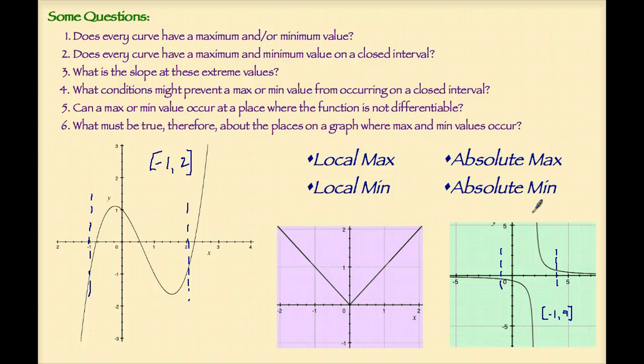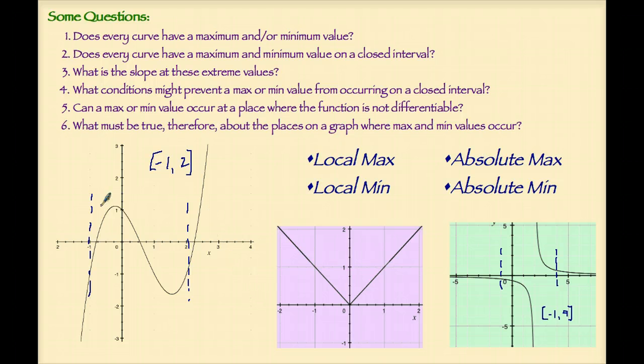The extreme value theorem says that it applies when the function is continuous. So we're only guaranteed a max or min value on a closed interval if we know that the function is continuous. You can see how this breaking continuity on our interval meant that we did not have a max or min value there. What is the slope at these extreme values?